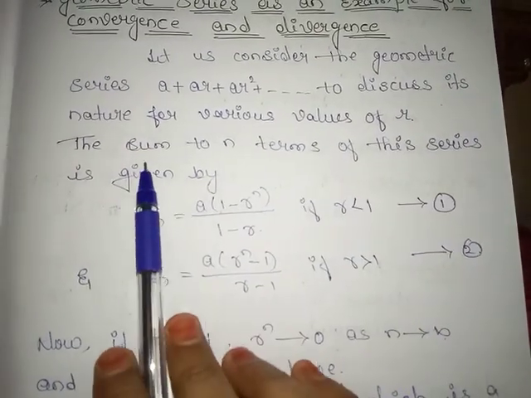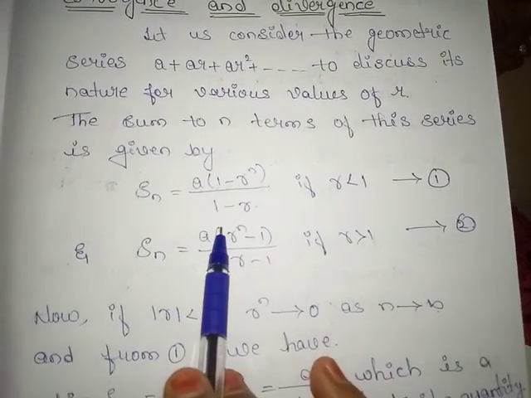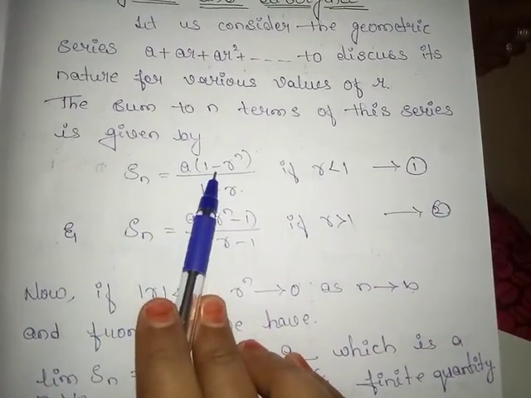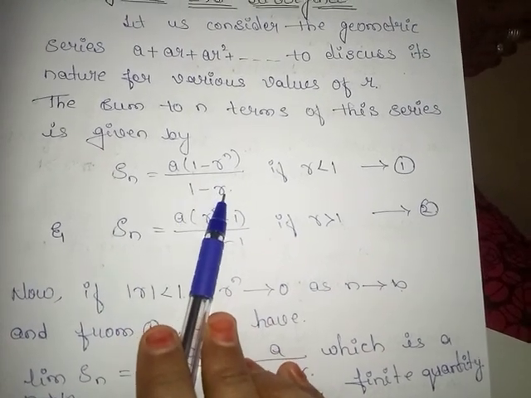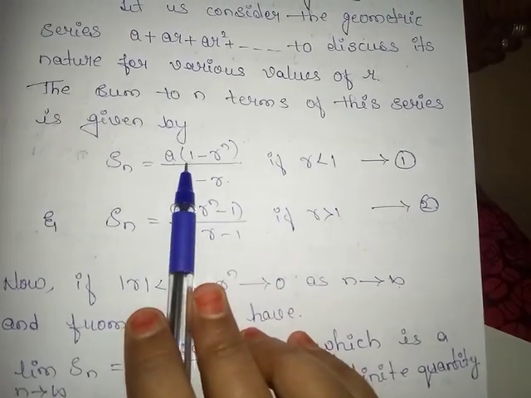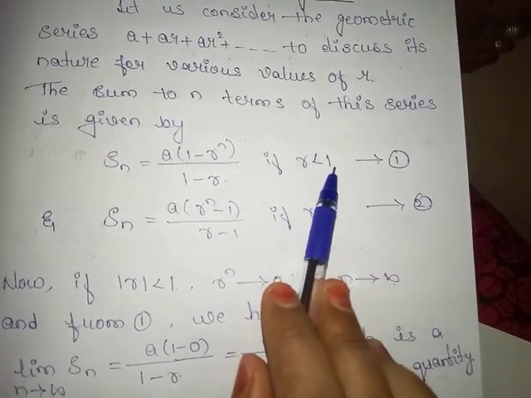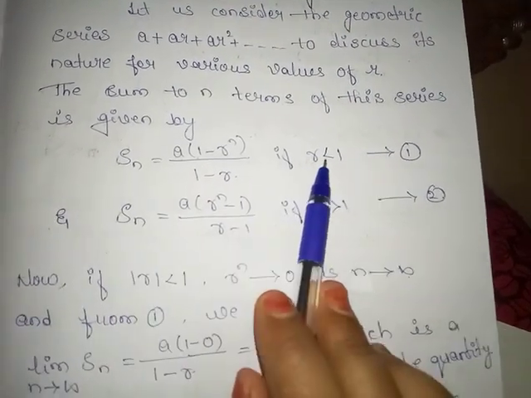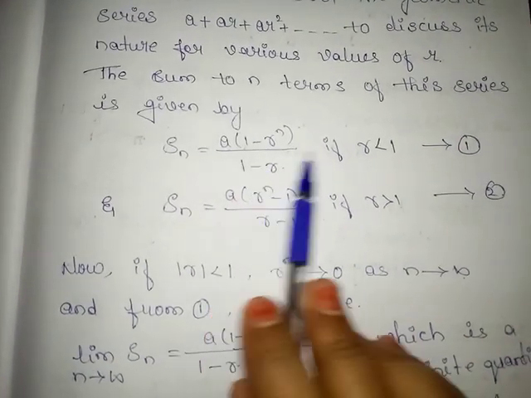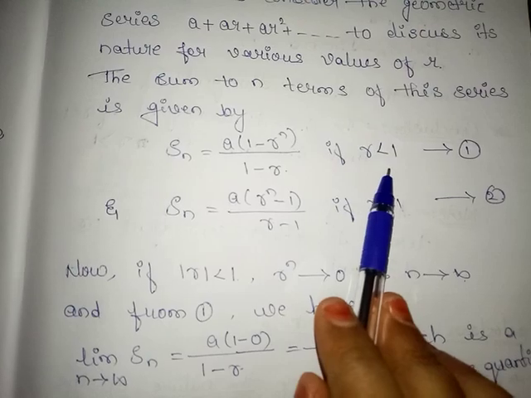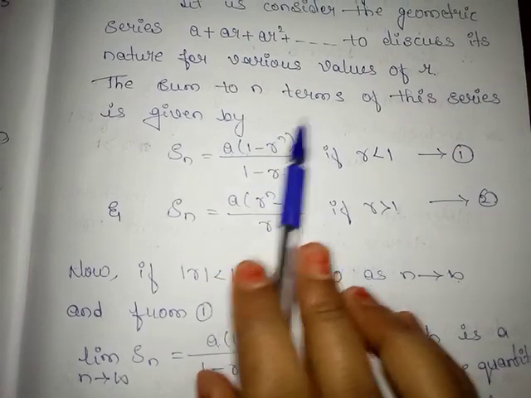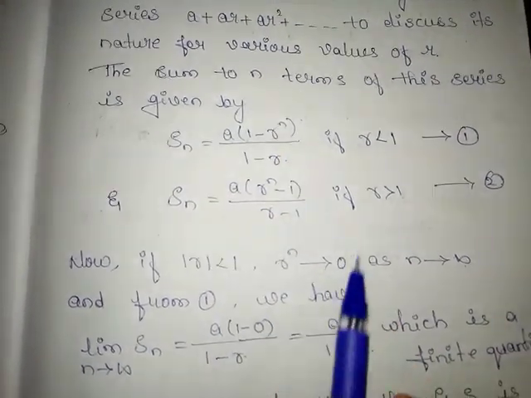We know that for the sum to n terms of this geometric series we have two results. Here I am taking Sn is equal to a into 1 minus r raised to n divided by 1 minus r, because here the r value is less than 1. This result is for what? When r is less than 1. We have to first see what the value of r is, and according to that we have to choose the result. Here our r value is 1 by 3, which means it is less than 1. Therefore, we have to take this as the sum to n terms of the given series.